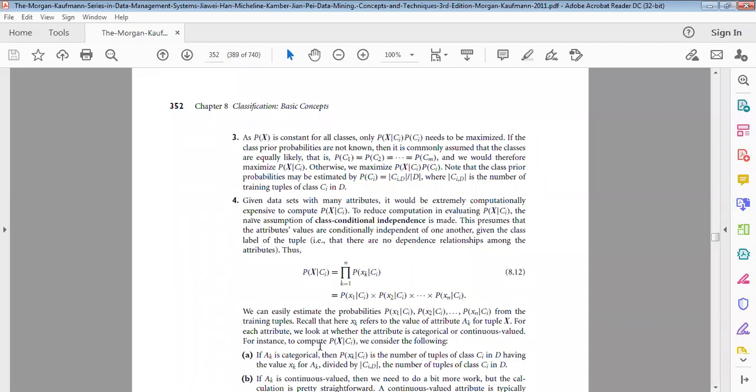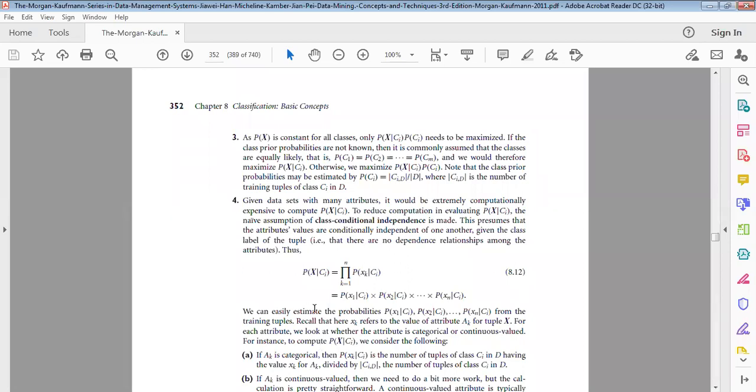Probability of X given Ci equals the product, for k equal to 1 to n, of P of xk given Ci. So that is P of x1 up to xn. You have to find out the probabilities and multiply them all. Pi represents the multiplication, whereas sigma represents the summation. So here we take the product of all these probabilities.